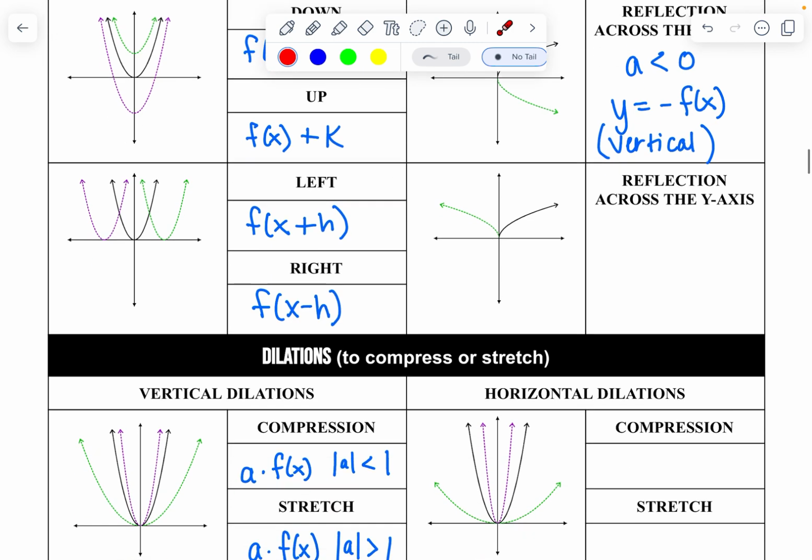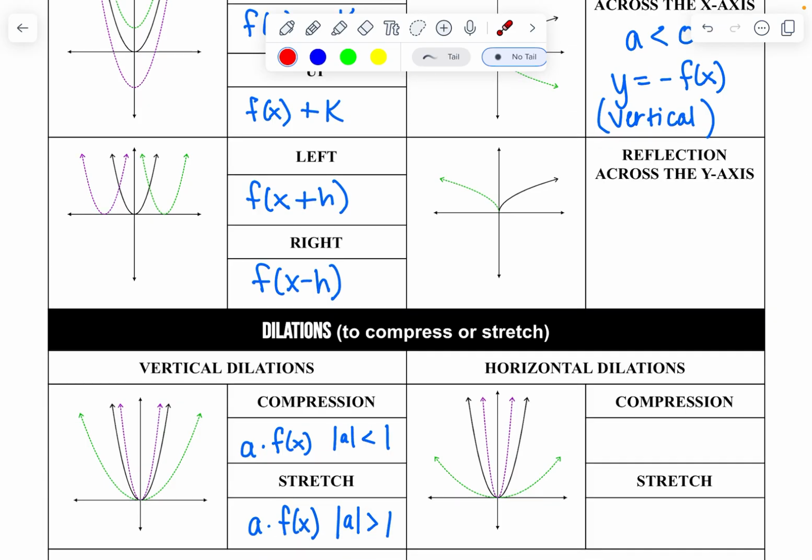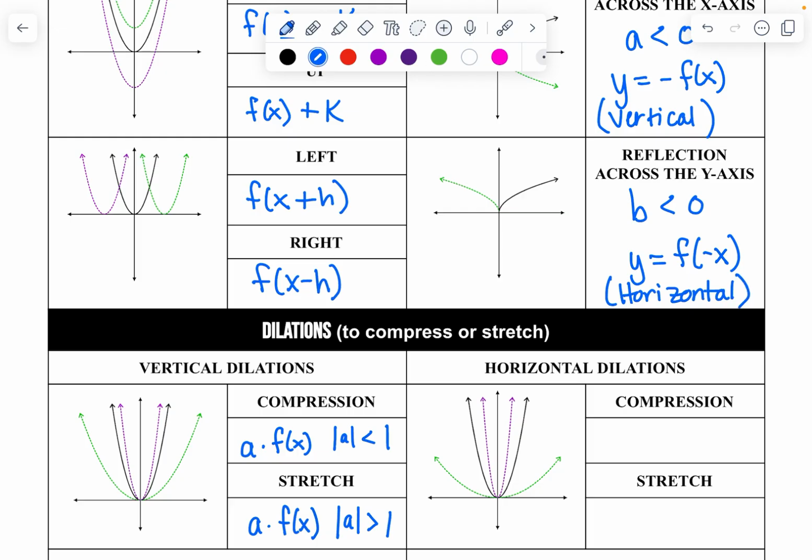Now we're going to add on a new value here in Precalculus, and we're going to refer to it as the b value, but again, we could use any letter to represent this. If b is less than 0, it's going to reflect across the y-axis. So now the y values are going to equal f of the opposite of x, and this is your horizontal reflection. So instead of flipping top to bottom across the x-axis, now we're flipping right to left across the y-axis.